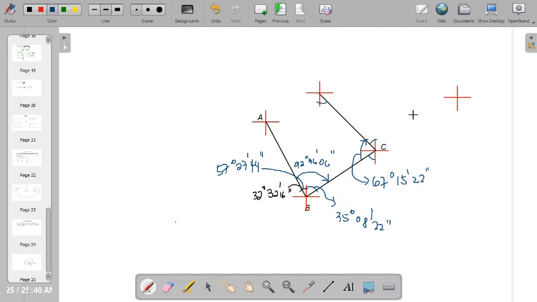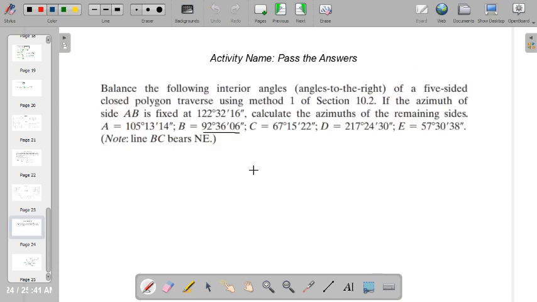So we add that to 67 degrees 18 minutes 22 seconds, and then subtract 280 degrees. That will be your bearing line for the CD. So that's equal to 77 degrees. So the E is also 77, no?